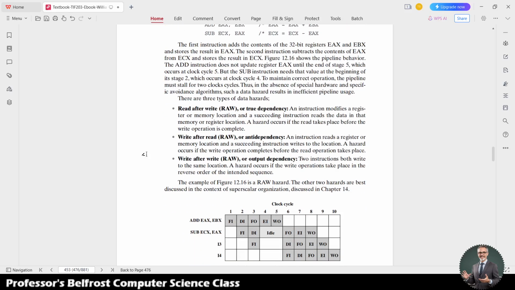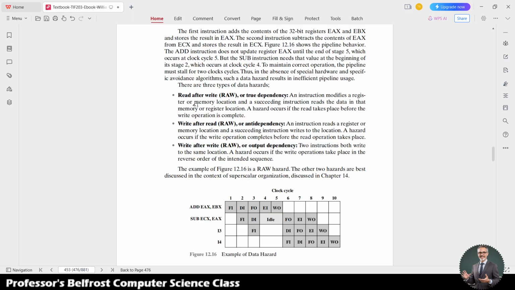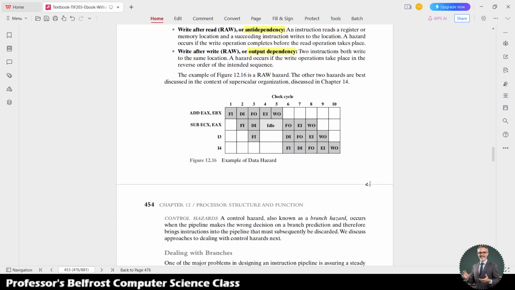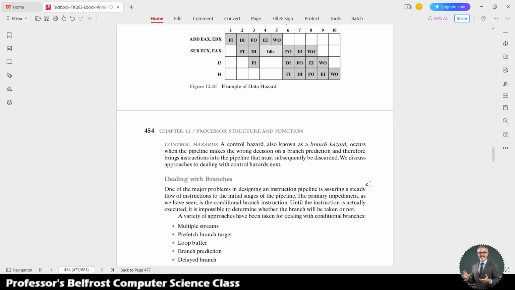And actually, there are also three types of data hazard. The first one is read after write, which is true dependency. The second is write after read, which is anti-dependency. And write after write. This is RAW, this is WAR, and this is WAW. Maybe there is some typo in the book. And this is called output dependency. I'll not dive into greater depth on this topic because we will not make use of it.